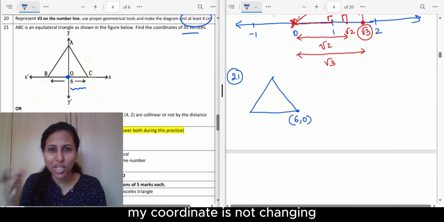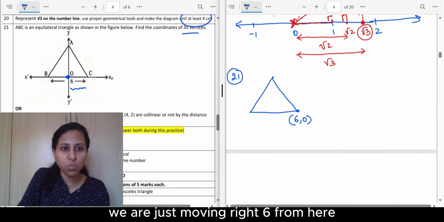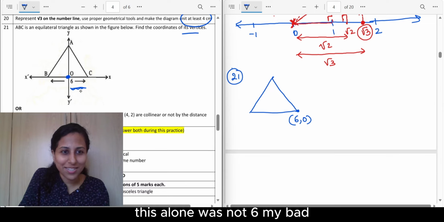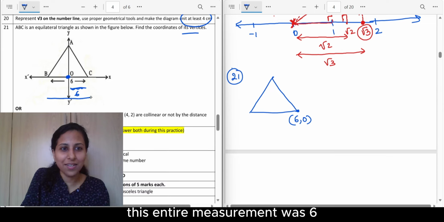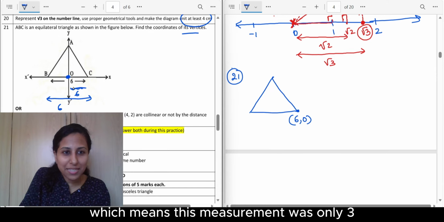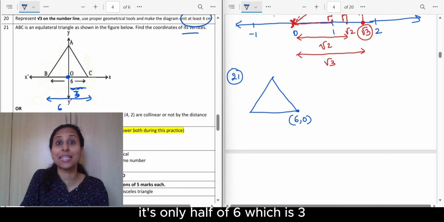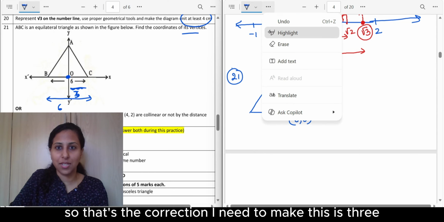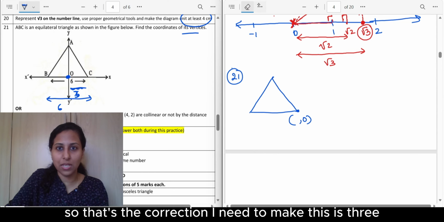Y coordinate is not changing. We have not moved up or down. We are just moving right 6 from here. Oh, I think I made a mistake. This alone was not 6. My bad. This entire measurement was 6, which means this measurement was only 3. It's only half of 6, which is 3. So we are moving 3 units to the right, okay? So that's the correction I need to make. This is 3.